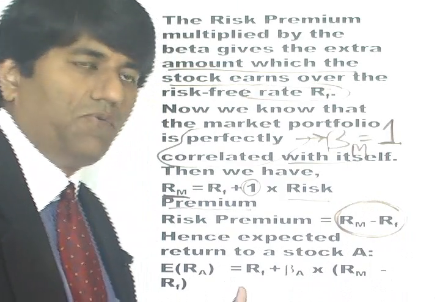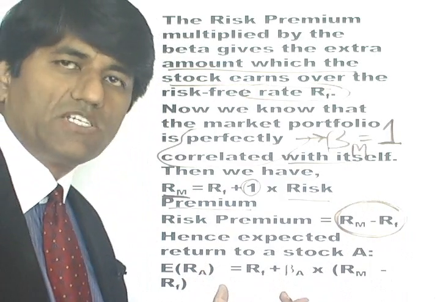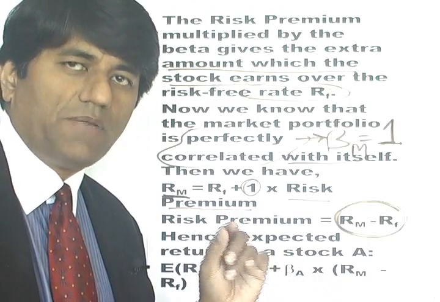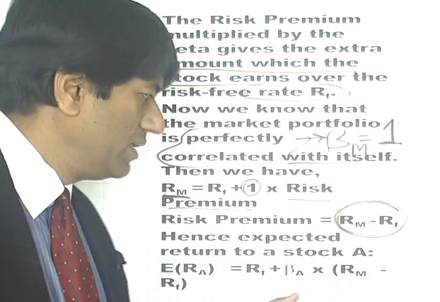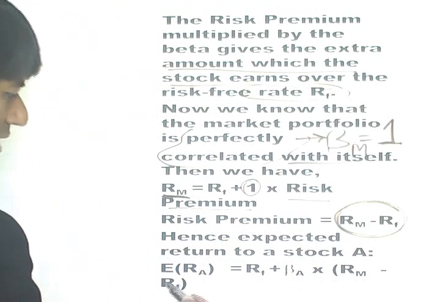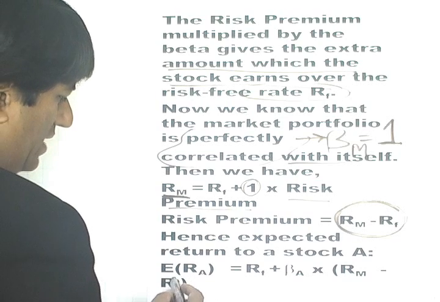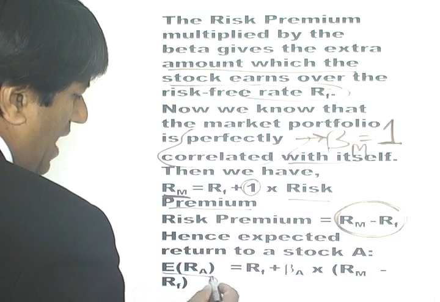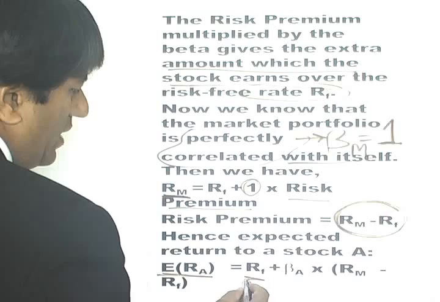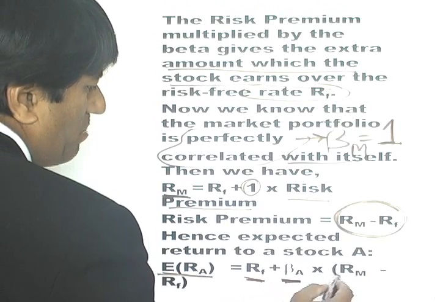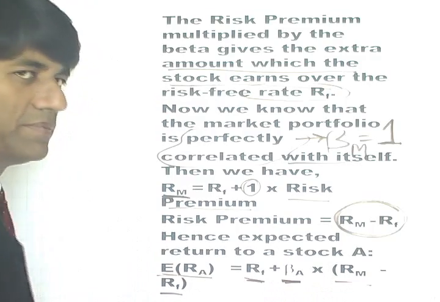So now we come to the CAPM equation again, but now we have got rid of the risk premium. We are putting in an exact amount for it, and that exact amount is RM minus RF. So basically the CAPM equation says that the expected return to an asset A is equal to the risk-free rate plus beta for that asset multiplied by RM minus RF.